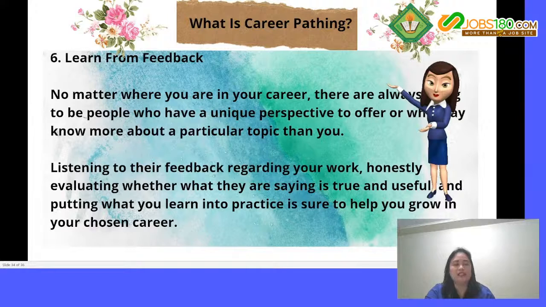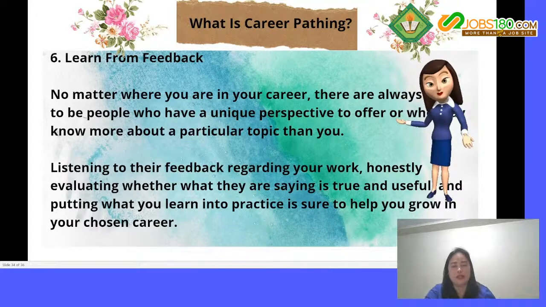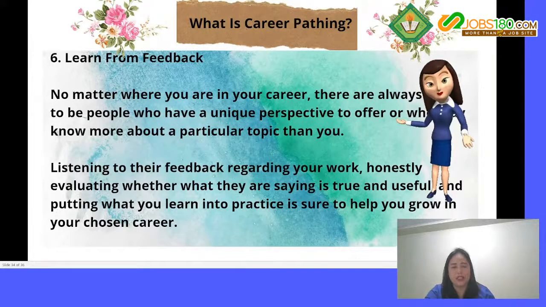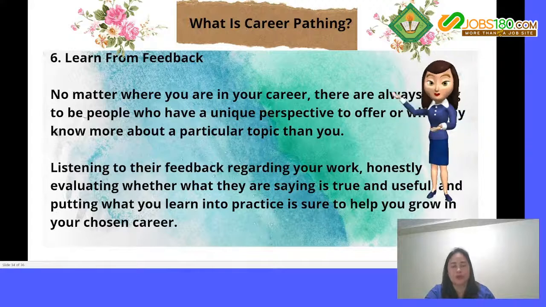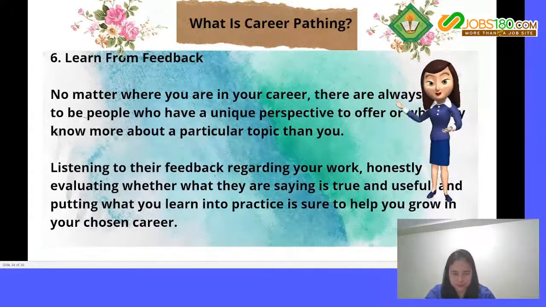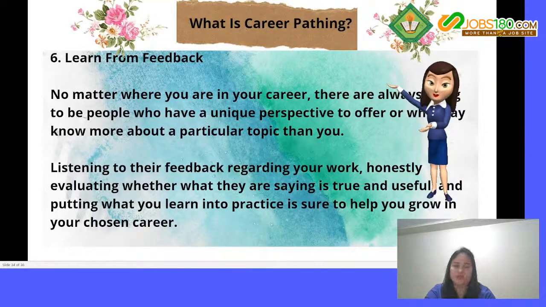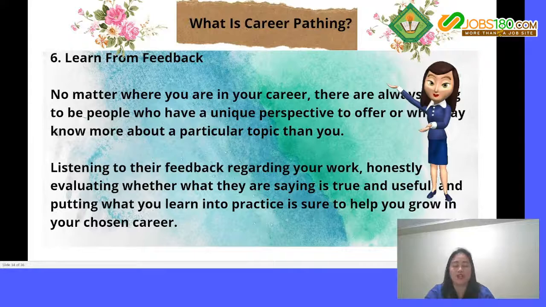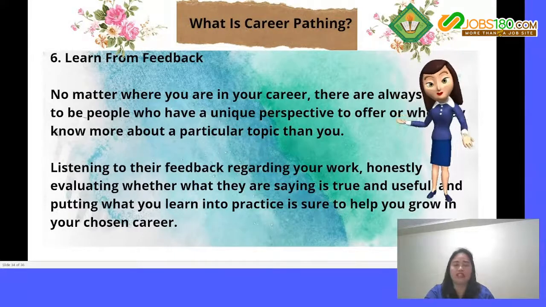Okay. Listening to their feedback regarding your work, honestly evaluating whether what they are saying is true and useful, and putting what you learn into practice is sure to help you grow in your chosen career. Yun. Yung mga feedback na yun ay makakatulong sa pagbabago o mag-grow ka sa pinili mong career. Marami kang mga idea na bago na matututunan.